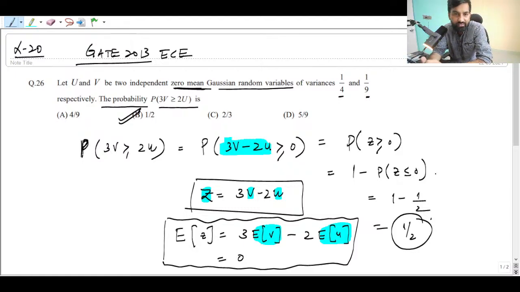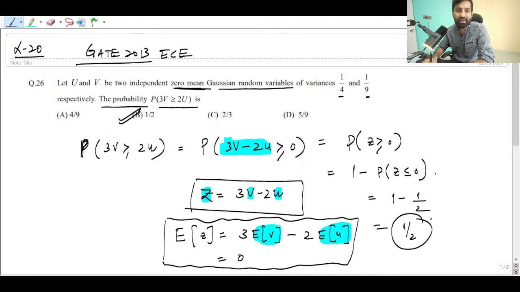इसमें हम लोग variance का information use ही नहीं कर रहे हैं, right? Because variance talks about spread. It is not going to be telling you any sort of symmetry kind of thing. So as long as u and v are Gaussian, as long as u and v are Gaussian, understand?